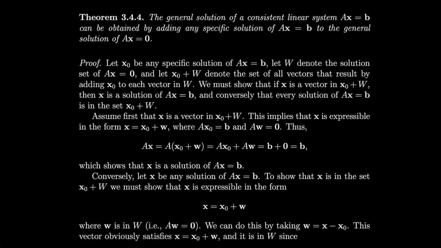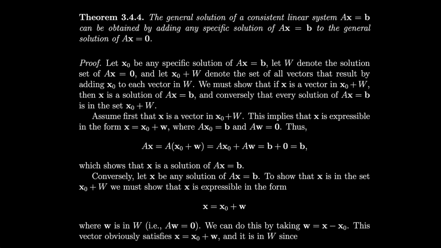Okay, so first let's assume that x is a vector in x naught plus W. This implies that x is expressible in the form x equals x naught plus some w vector, where Ax naught equals b, and Aw is equal to 0. Therefore, we have Ax equals A times x naught plus w, distribute to get Ax naught plus Aw, but Ax naught is b, Aw is 0, so Ax is equal to b. So that means x is a solution of Ax equals b if x is a vector in x naught plus W.